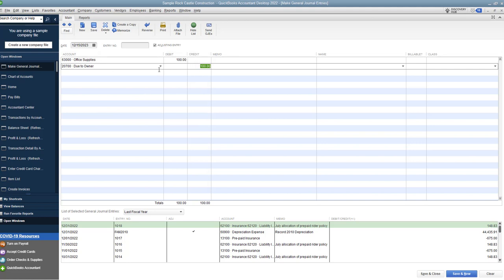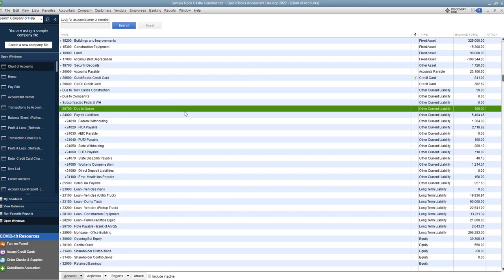All right, so when you do this journal entry, the expense is debited, the due to owner, the liability, is credited, you are increasing it. And then when you go to pay the owner, you put it to this account, this due to owner, and it will reduce it. So if you go to banking, write checks, and you say due to owner, $100, it will reduce this to zero, okay?